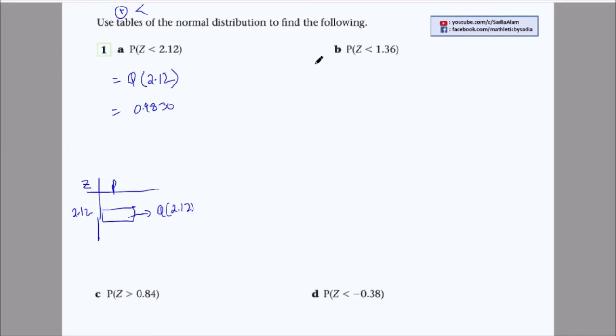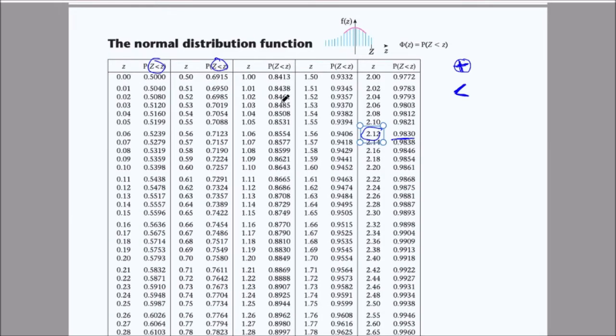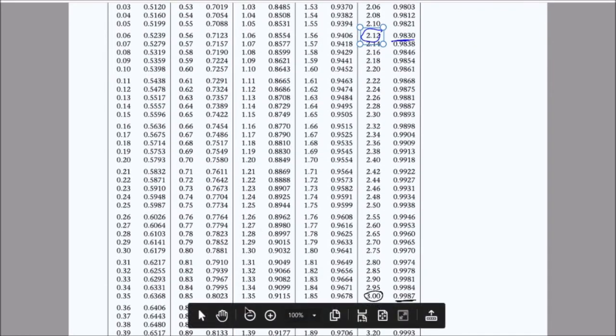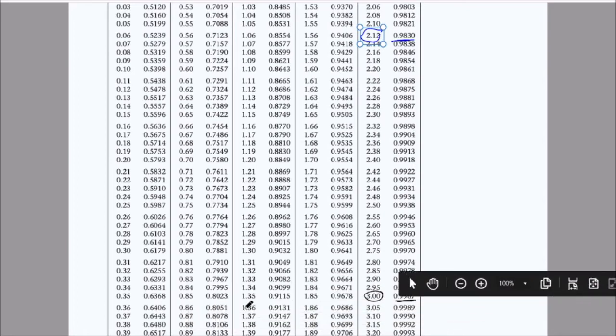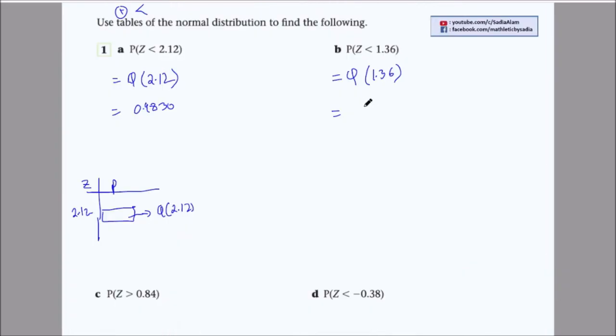Next we have z less than this. So that's phi of 1.36. So z is 1.36. This one. So the probability is 0.9131.